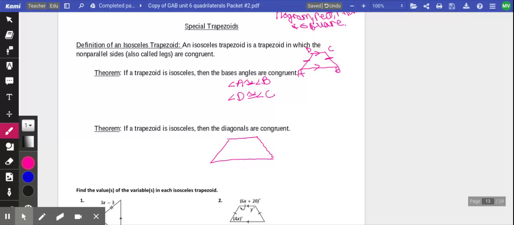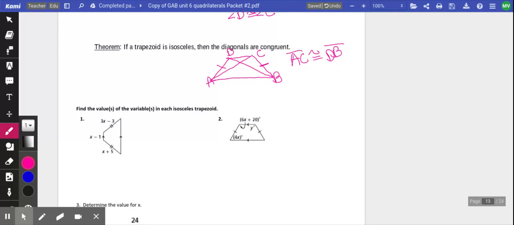And this is why we can't just use congruent diagonals to prove something's a rectangle, because it could be an isosceles trapezoid. So in my trapezoid here again, which is isosceles, where AD is congruent to BC, then our diagonals, AC, is congruent to DB. So now we can use these properties, just like we have with the other shapes, to find missing information.